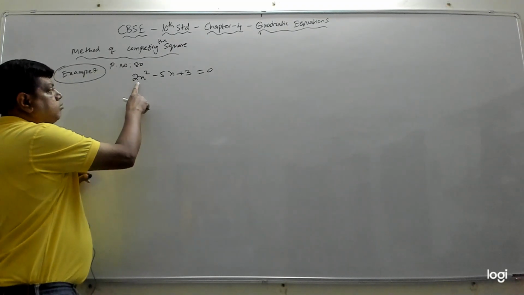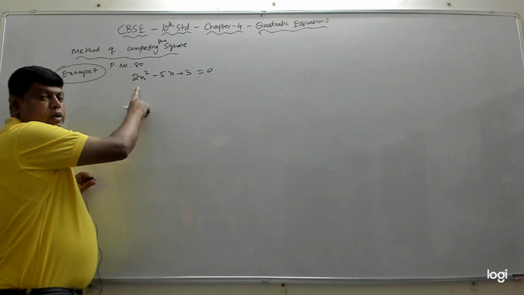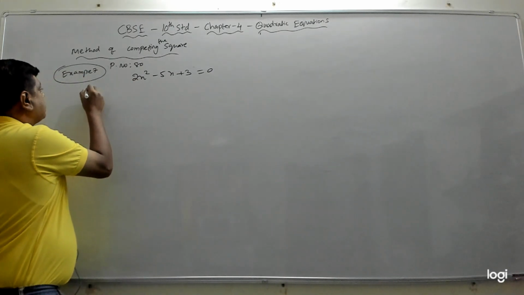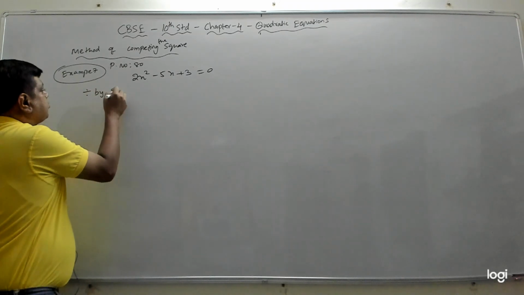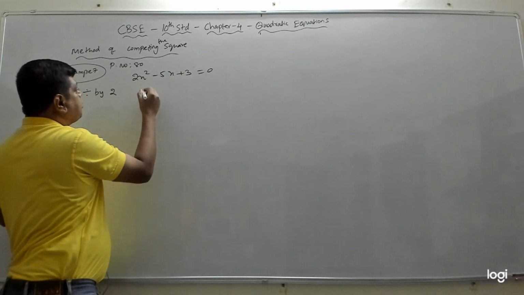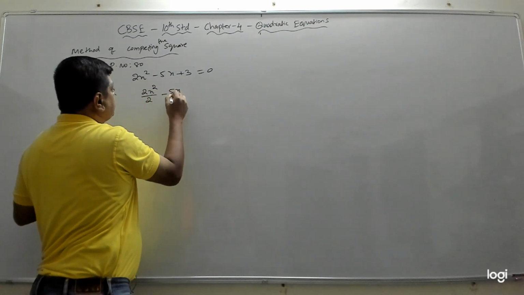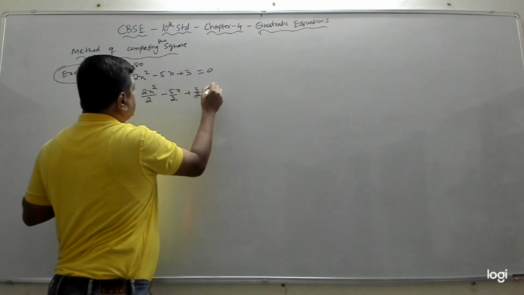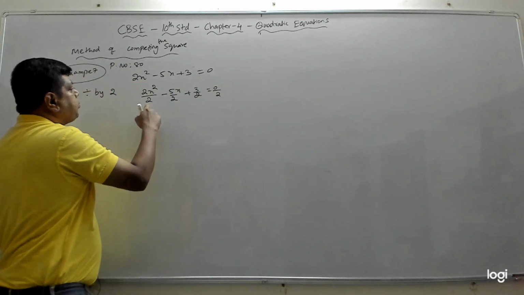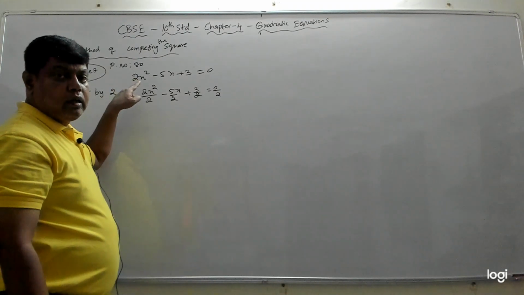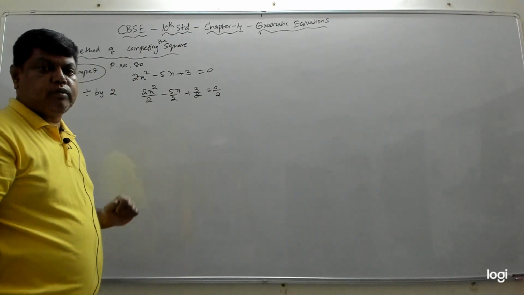Now here it is 2. How do I make it 1? Divide throughout by 2. Each term should be divided by 2. So this will become 2x square by 2 minus 5x by 2 plus 3 by 2 equal to 0 by 2. Everywhere you have to put by 2, because you want to make the coefficient of x square 1.